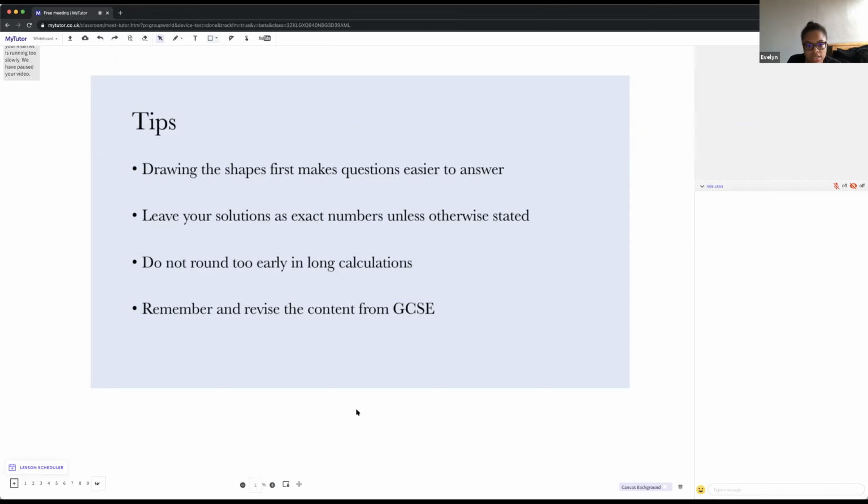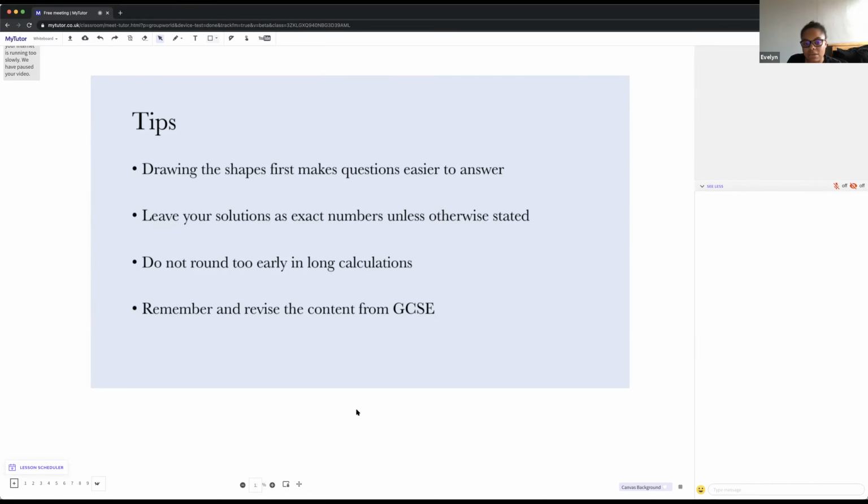Leave your answers as exact numbers unless otherwise stated. If a question is asking you to work out a length or work out an angle, the best thing that you can do is leave it as an exact number. So if you're working with surds, leave it as a surd. If you're working with fractions, leave it as a fraction. Even though you have a calculator, it's always best not to round your answer unless they tell you to leave it to 2 decimal places or 3 significant figures.